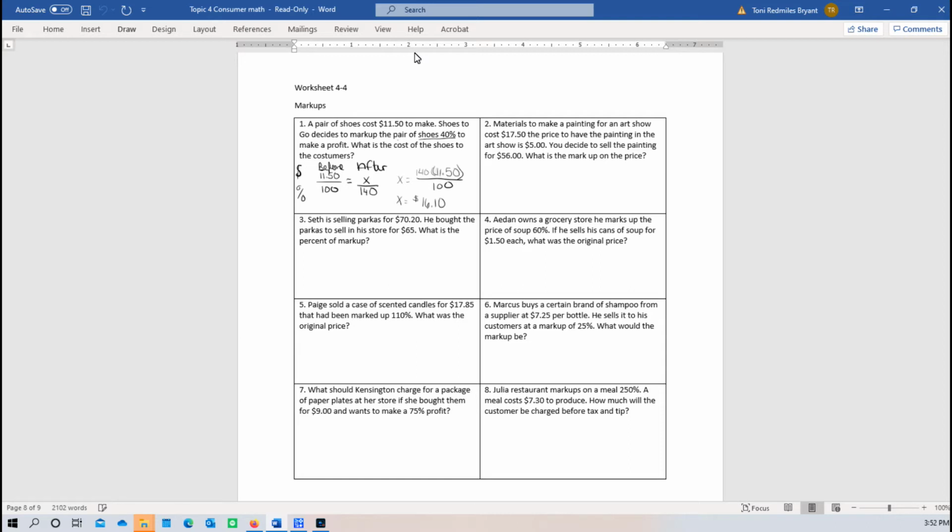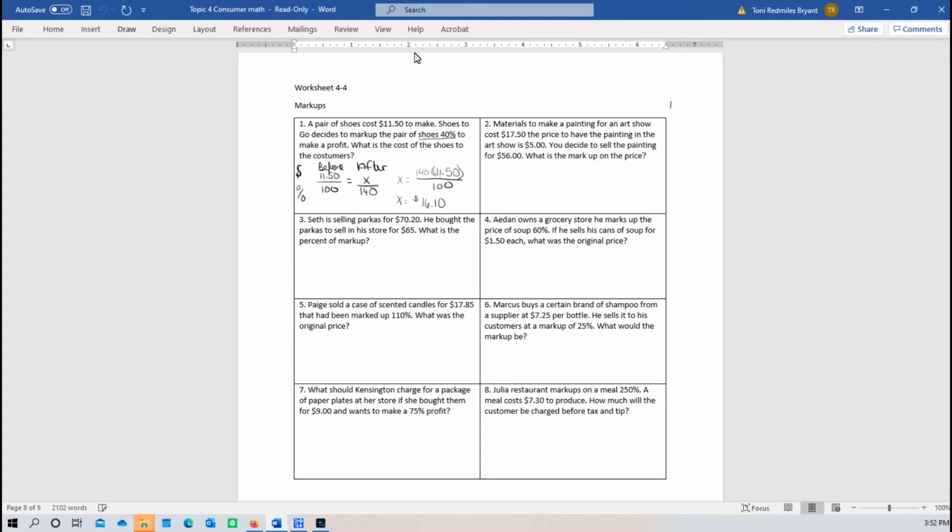Materials to make a painting for an art show cost $17.50. The price to have the painting in the art show is $5. You decide to sell the painting for $56. What was the markup on the price?